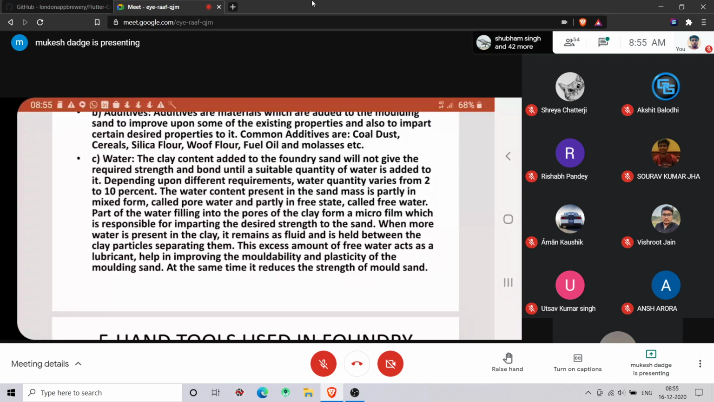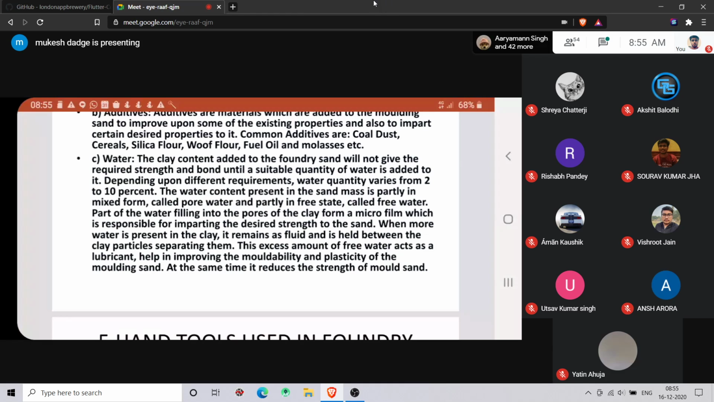Water content present in the sand mass is partly in mixed form called the pore water and partly in the free state called the free water. Part of the water filling into the pores of the clays forms a microfilm which is responsible for imparting the desired strength to the sand. So how are we getting the highest strength? With the help of this water. And if more water is present in the clay, it remains as a fluid and is held between the clay particles, separating them.